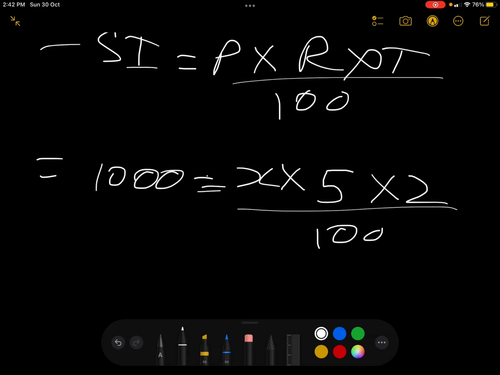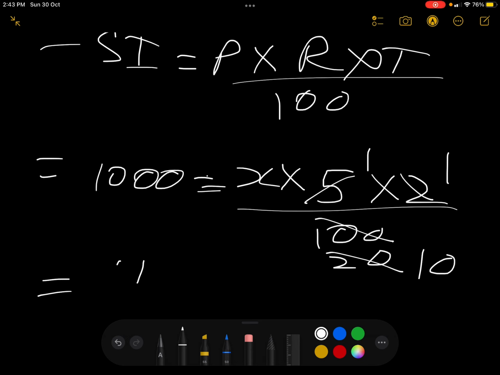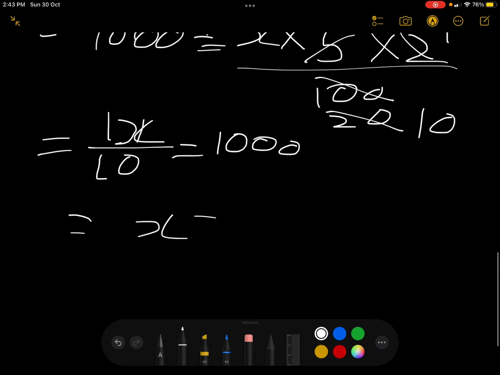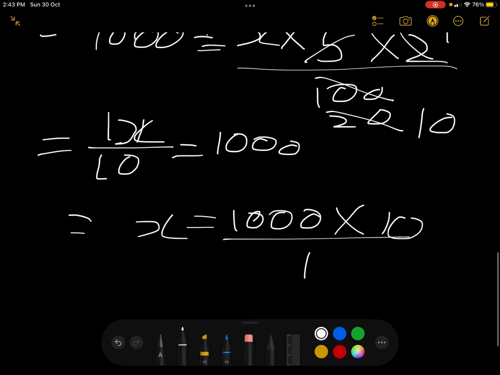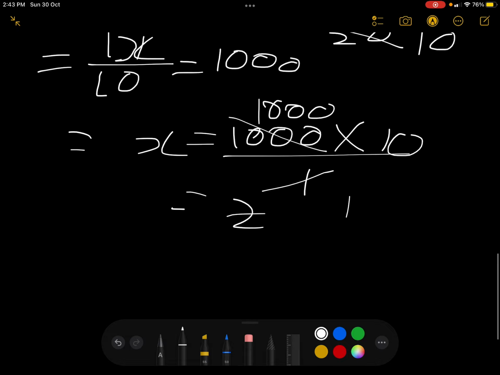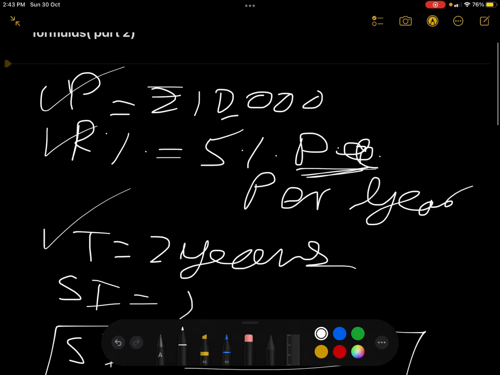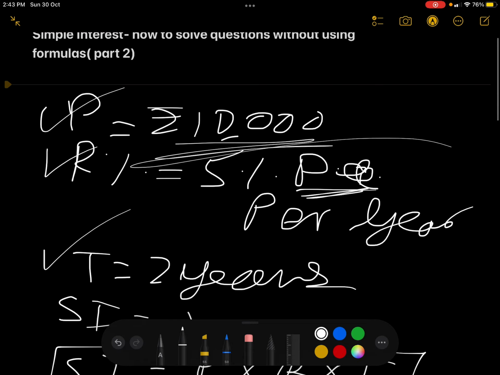Now what you will be doing is reducing this portion here. It becomes X by 10. So X by 10 is equal to 1,000. Basically X is equal to 1,000 into 10 upon 1, and this will become 10,000. So 10,000 was our answer, the principal in the beginning.